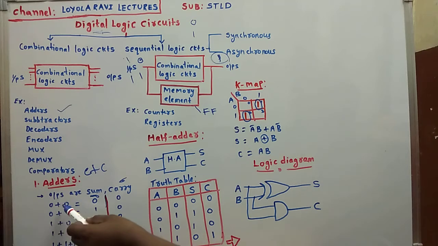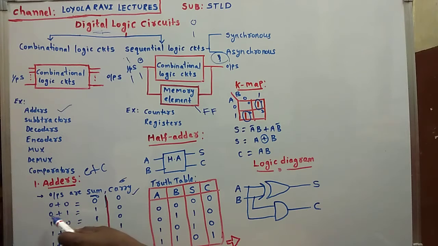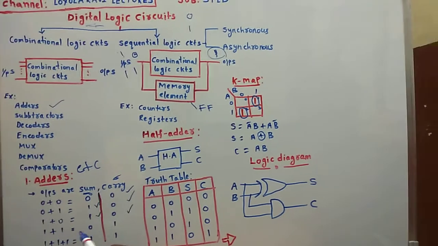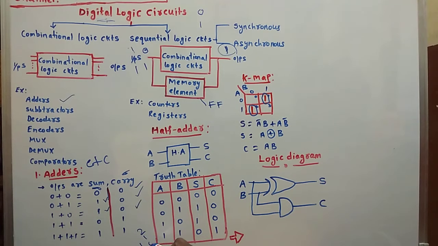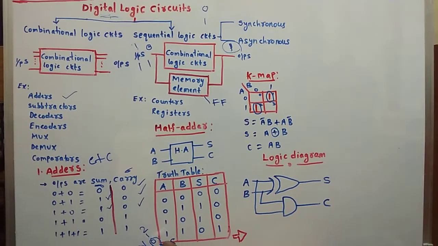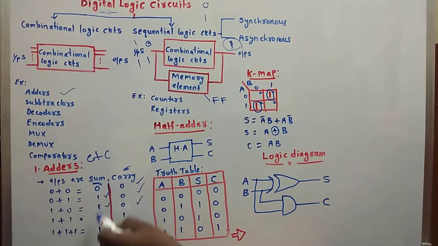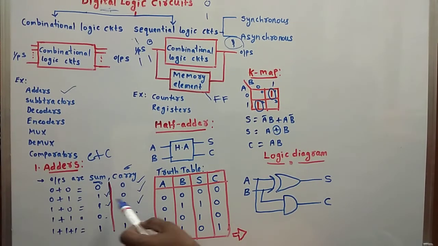For example, 0 and 0 I am adding. 0 plus 0: sum is 0, carry is also 0. No carry, nothing but 0. And 0 plus 1 is 1 and carry is 0. 1 plus 0, sum is 1, carry is 0. For example, 1 plus 1 I am performing. 1 plus 1 means generally 2. 2 in binary is 1 0. This 0 is sum and this 1 is carry. So for 1 1, sum is 0, carry is 1.